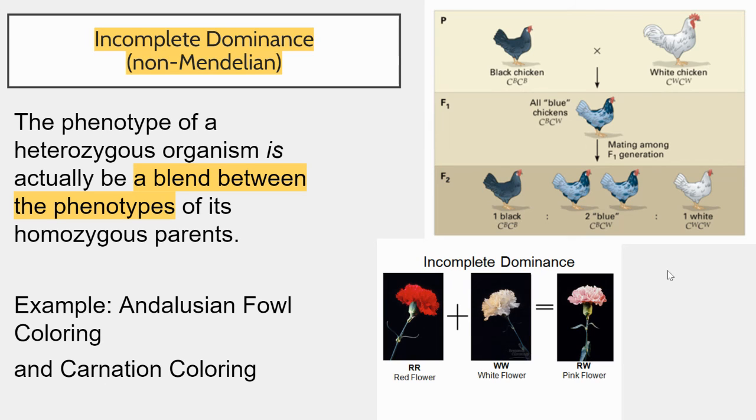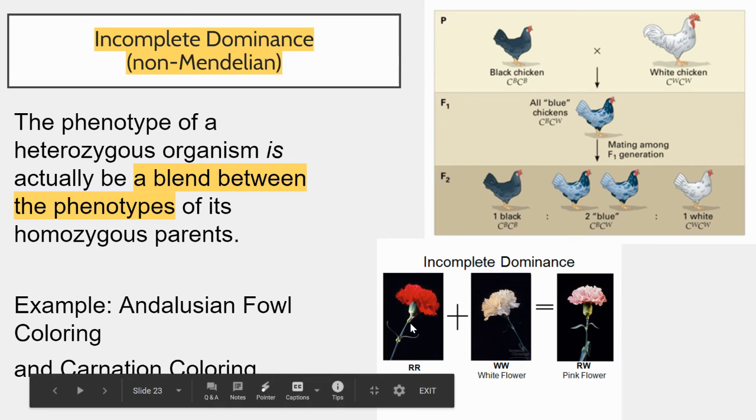All right, next we have kind of weird examples. So these are all non-Mendelian. They don't follow Gregor Mendel's rules that we've been talking about this whole time. And one of them is called incomplete dominance. And it is when you get a blend of phenotypes for the heterozygous offspring of two homozygous parents. So in this case, you have flowers like carnations.